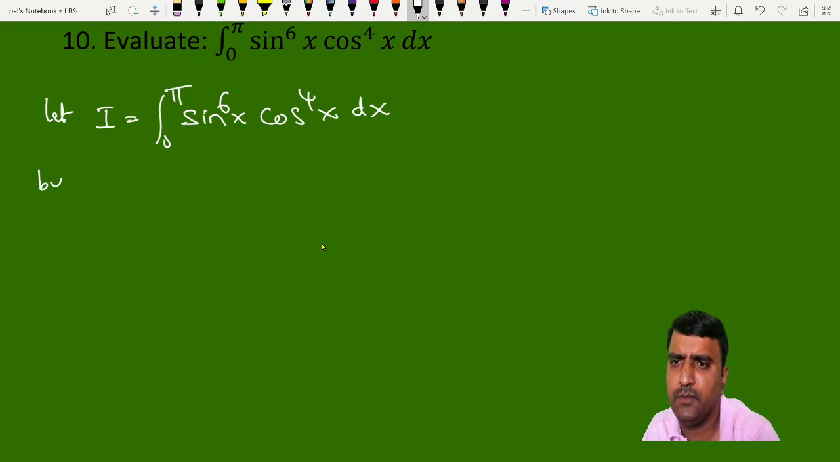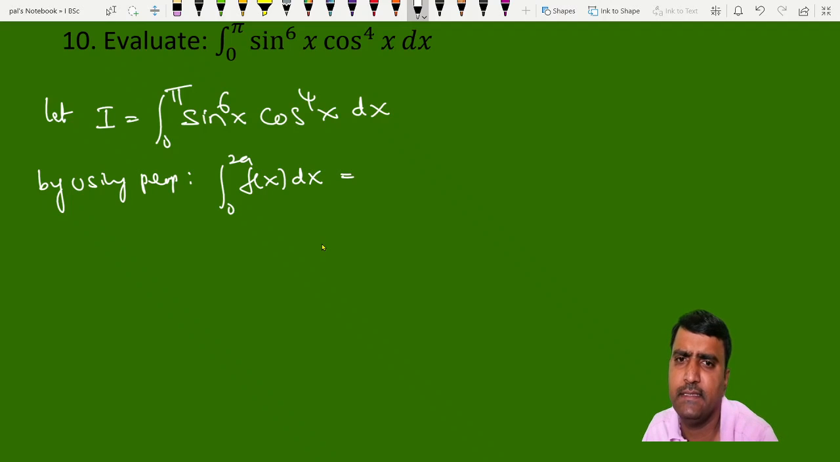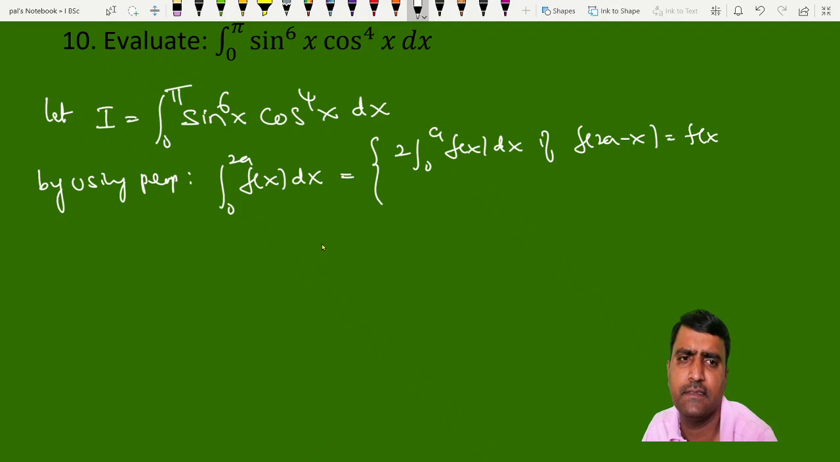Here by using a property, what property is it? Integration from 0 to 2a f of x dx can be written as 2 into integration from 0 to a f of x dx if f of 2a minus x is equal to f of x.